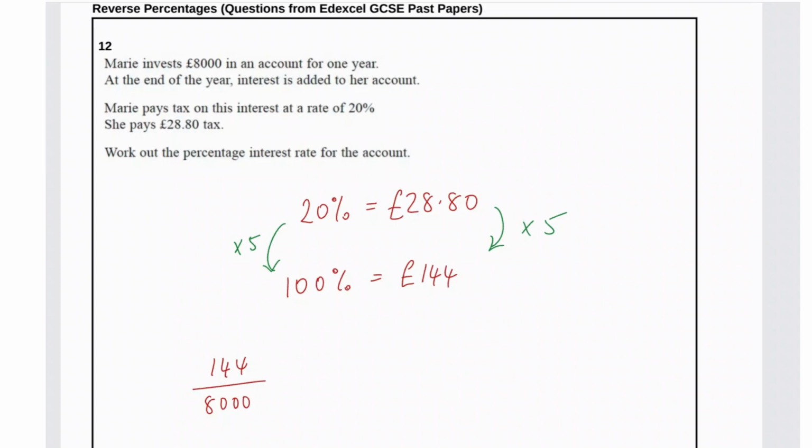So now if we divide the interest by what she had originally, we will get the interest rate as a decimal. So 0.018. As a percentage, we would times by 100 to get an interest rate of 1.8%. So that's the amount of interest she got on that account. And that's the last question.